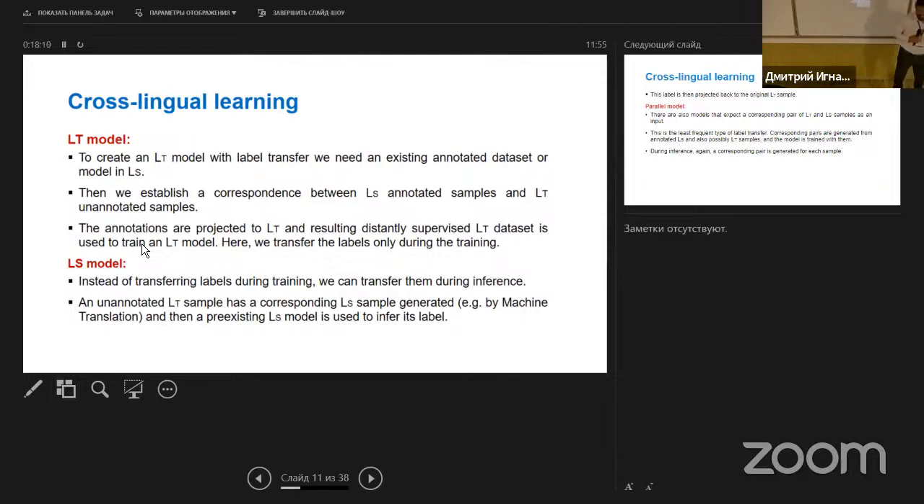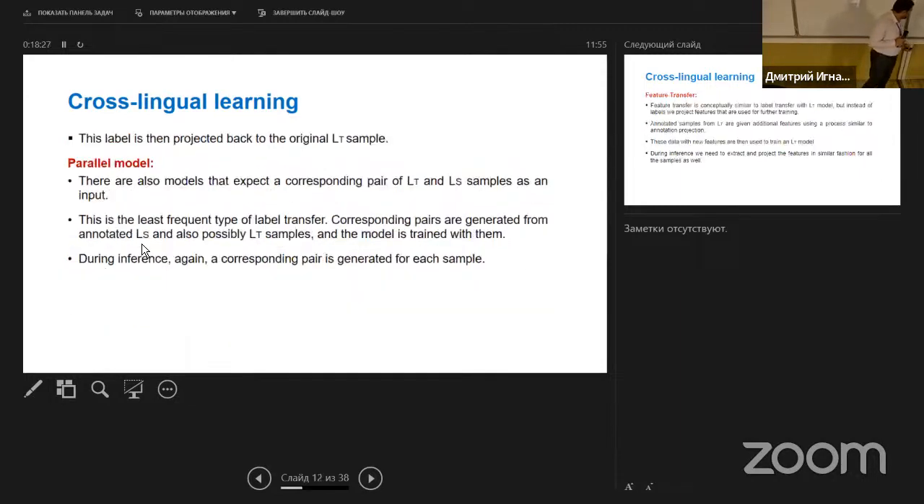The difference between the LT and LS model is that in the LS model, we are going to transfer the label during inference time, during prediction time. And in the LT model, we are going to transfer the labels in the training time. The third one is the parallel mode.